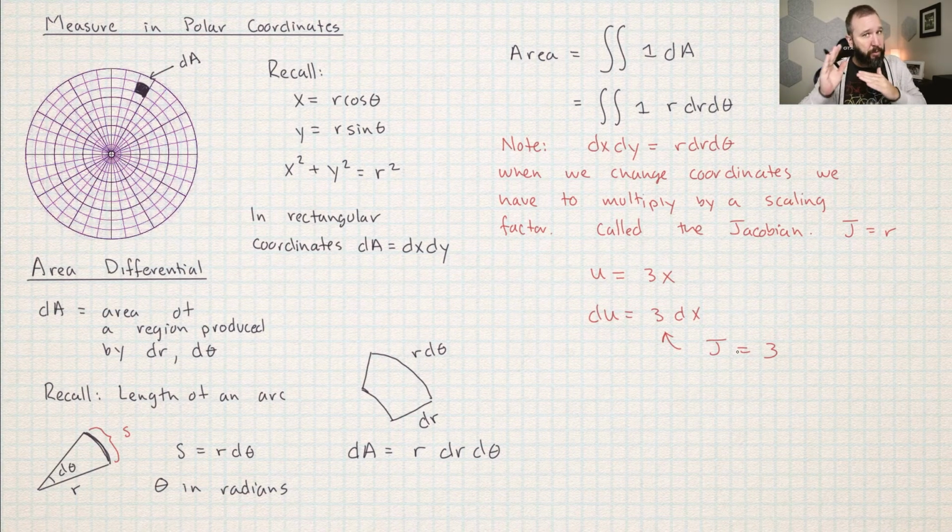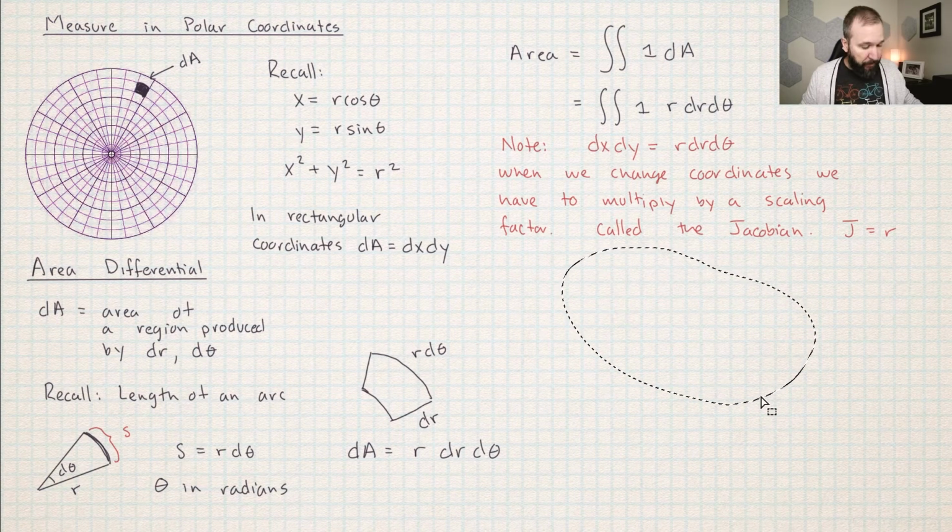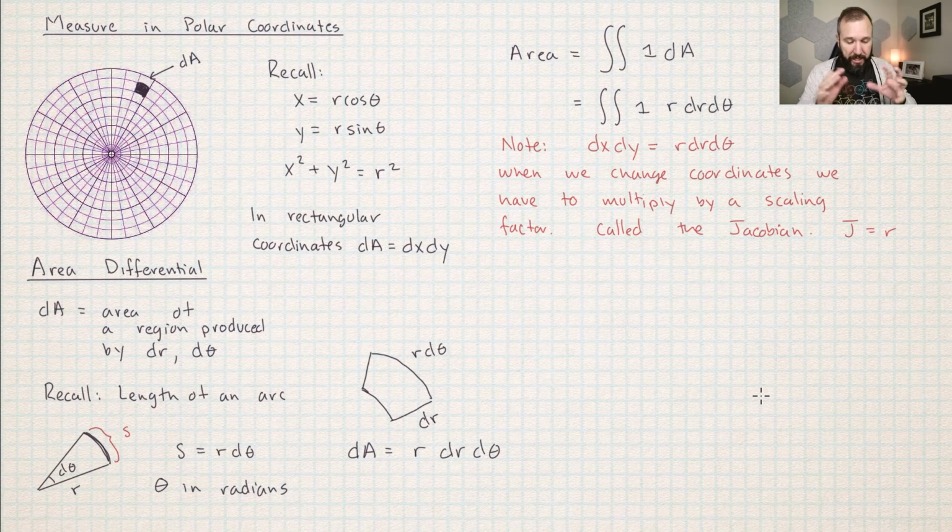I just want to put that in your mind as early as I possibly can, that whenever you change coordinate systems, you're always going to have to calculate area in a different way. You're going to have to rescale your answer to account for the fact that maybe your little pieces are now a different size than they used to be.